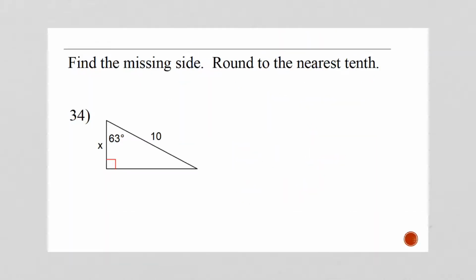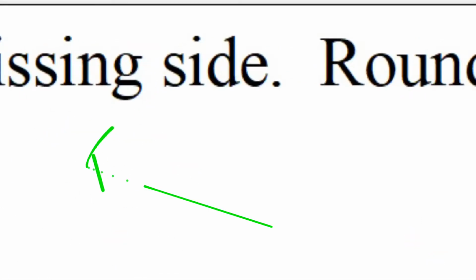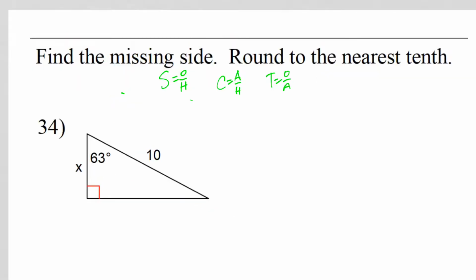Question 34 is asking you to find the missing side. So you can't use the Pythagorean theorem because you don't know the bottom leg and you don't know the left side leg. So when you're missing more than one side, you have to use trig. So are you going to use sine? Are you going to use cosine? What are you going to use? So we have to determine which one we're going to use.